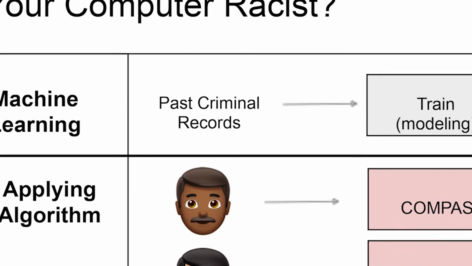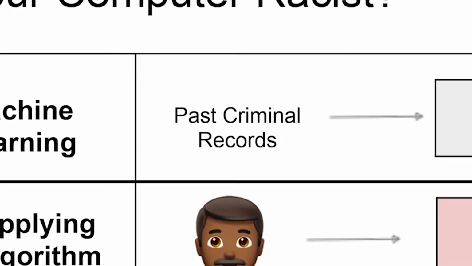See, machines learn just like we do. They learn off of observations or data that they're given. So if the data is biased in any way, then the algorithm itself is going to be biased as well.